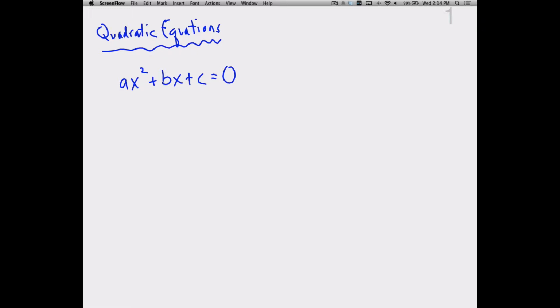How many answers should we get? 2, because it's a quadratic. What if we have a cubic? 3. Quartic? 4. What's the 5 one? Quintic? 5.